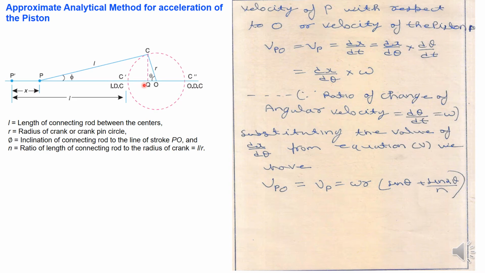In the previous lecture, we found the expression for the velocity: dx by dt, which is dx by d theta multiplied by d theta by dt, equal to omega. Finally, we got this equation: Vp is equal to omega r, sin theta plus sin 2 theta by 2n. Now, from the next slide, you can find how to determine the acceleration from the velocity expression.